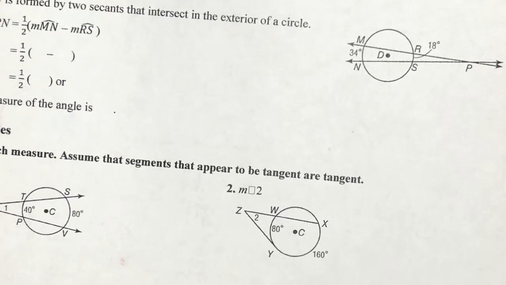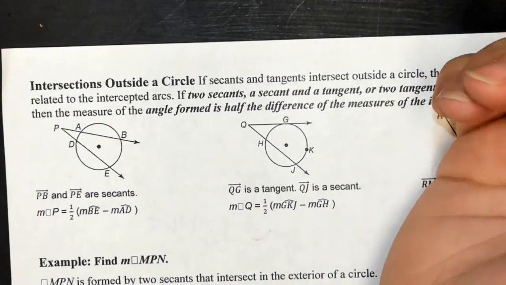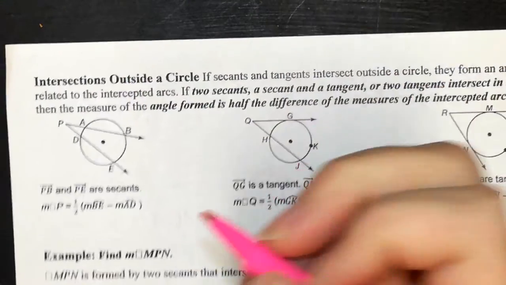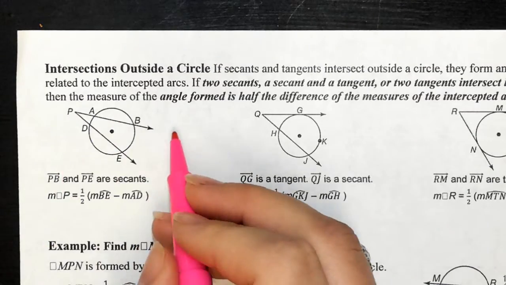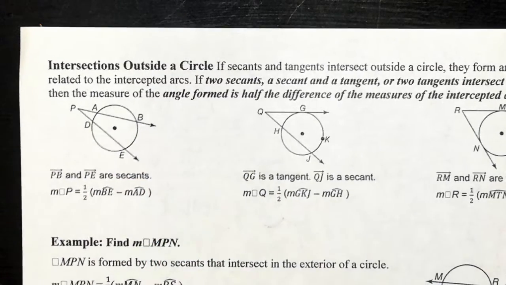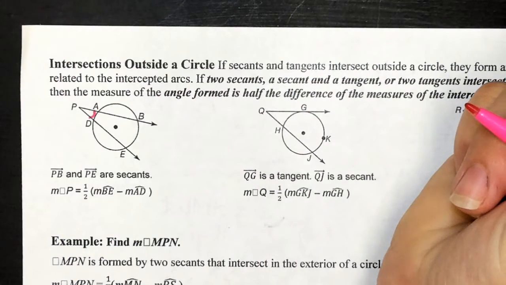Okay, to the back. Now, we have 3 other situations. So in total, how many situations did we have? 5. 2 on the front, 3 on the back. Okay, in this situation, we have 2 secants. They both go through the circle. So this is telling you how to find the measure of angle P. If I want to know this measure, then I have to use this formula.